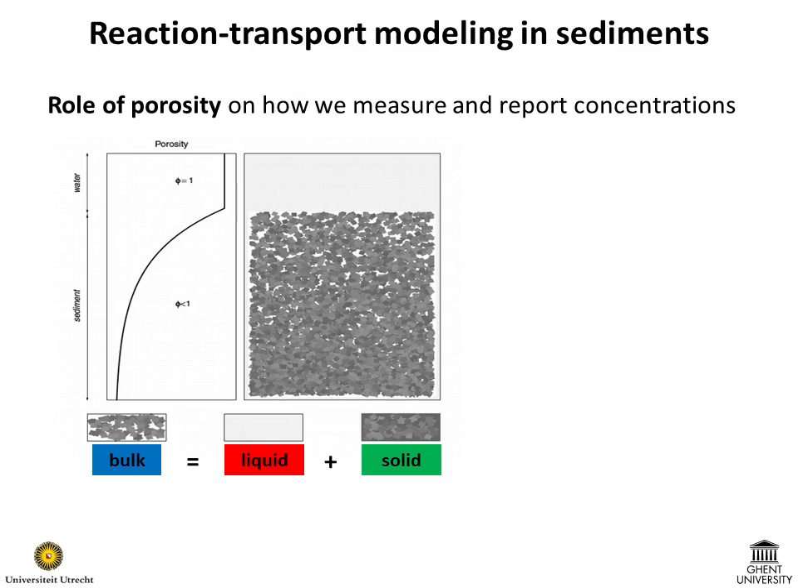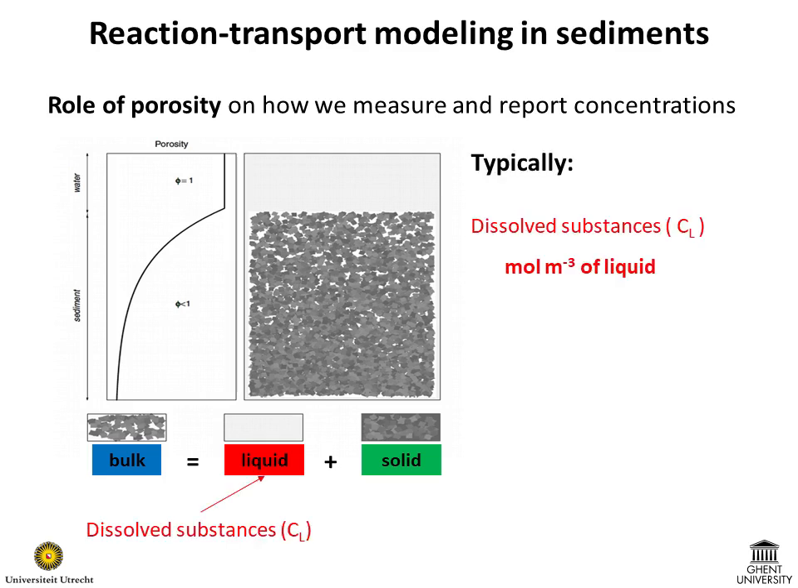The second role of porosity is related to how we measure and report values of concentrations. Typically, we measure the concentration of a dissolved substance by first extracting the pore water and then quantifying the amount of the substance in the extracted pore water volume. In this video, we will denote this concentration as C_L, where the subscript L indicates that the concentration is per cubic meter of the liquid phase.